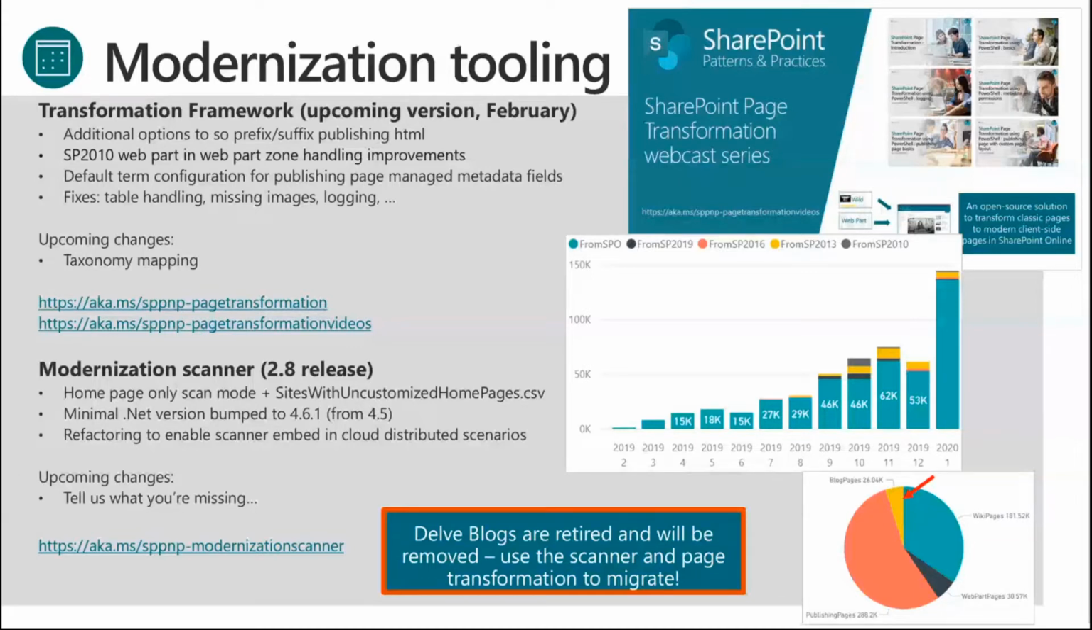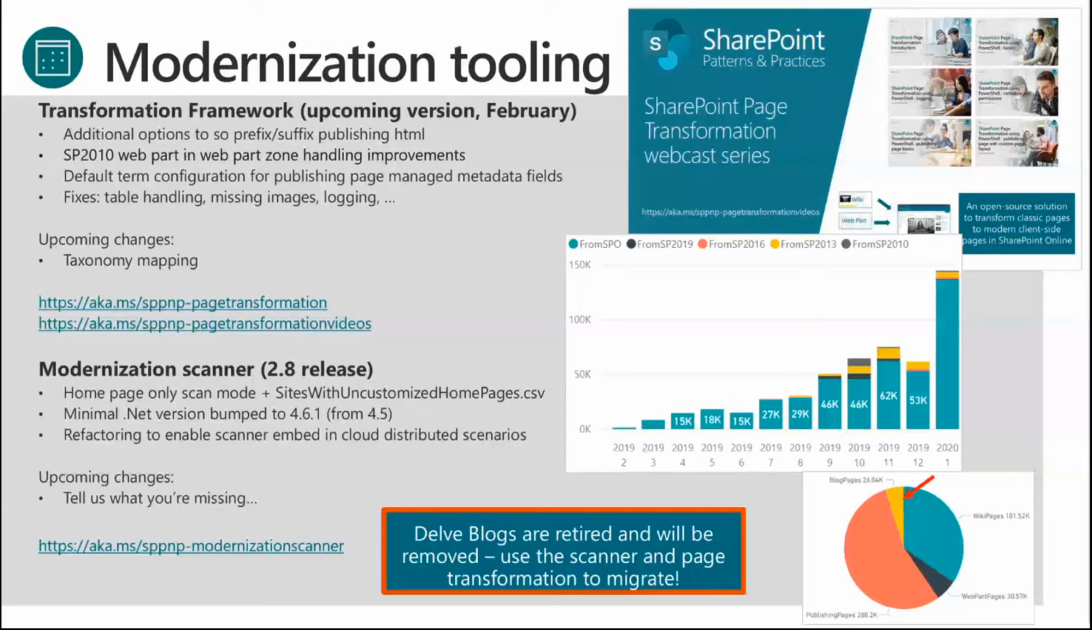For the actual modernization scanner, nothing really happened. The 2.8 was out already for a couple of weeks, so we don't have any current plans to release 2.9 at this point in time. If there is something that you need from a scanning perspective, just let us know. Meaning, if there's no demand to add things to make things better there, then we're not releasing any version.